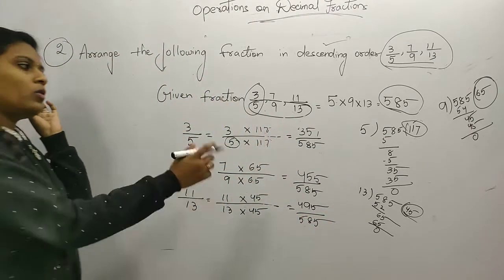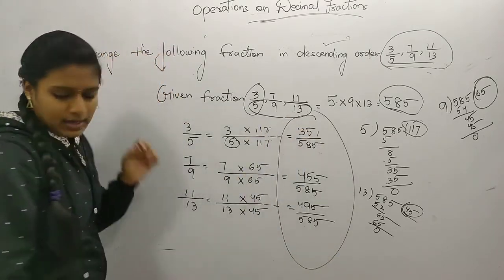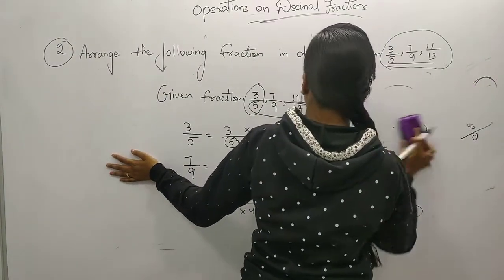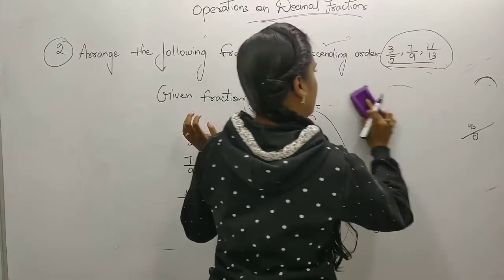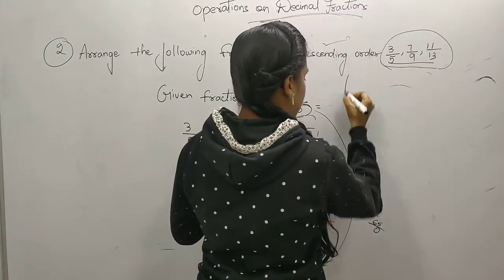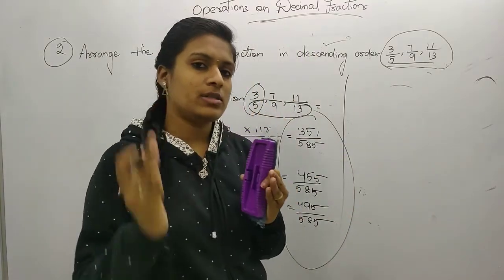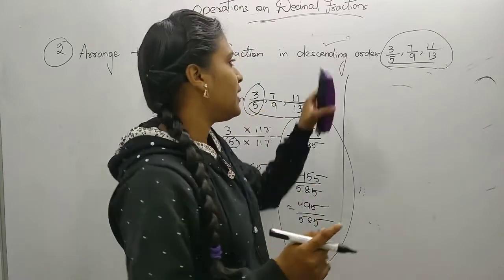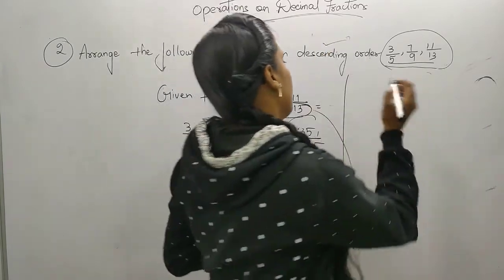Now we have to arrange these three in decreasing order. Arrange this in descending order. Descending order means big to small. Ascending order means small to big. Here you have to find the descending order. Descending order means big to small.